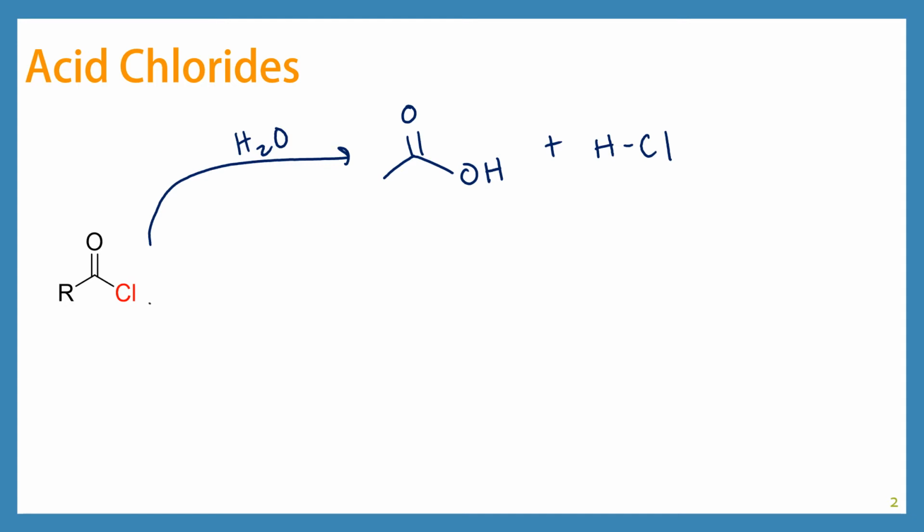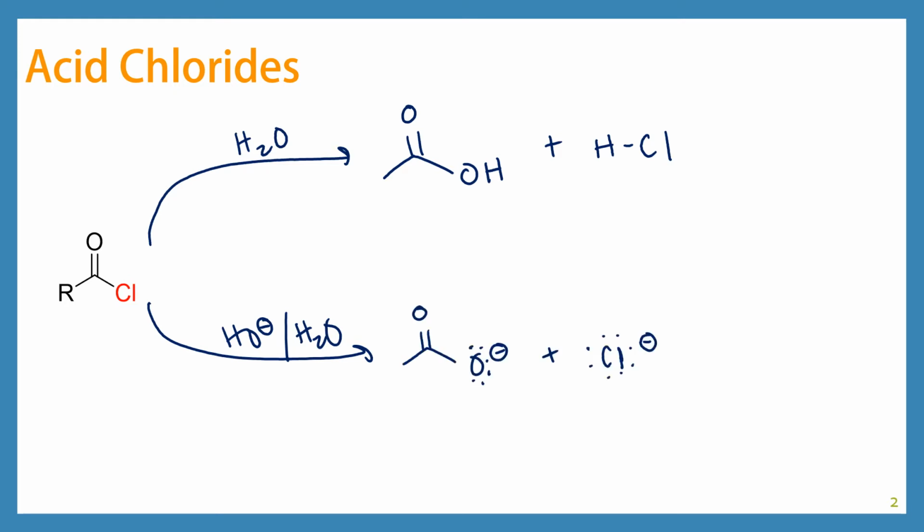You can also do this in base, though having basic conditions is not super necessary with an acid chloride. One of the key things about reacting in base is that you'll end up with the carboxylate instead of the carboxylic acid. So if that's the species that you actually need, reacting in base will get you there faster without having to do an extra step.